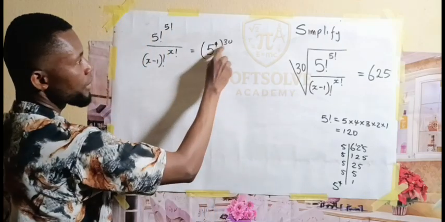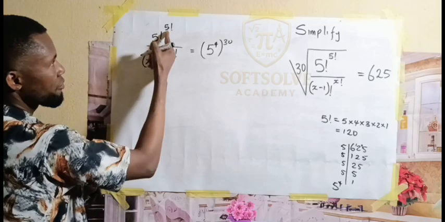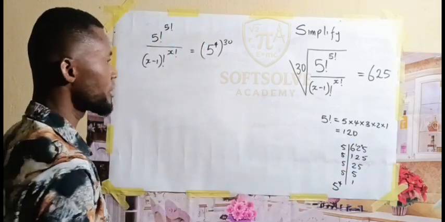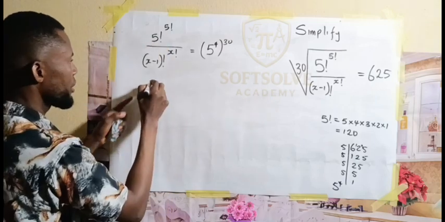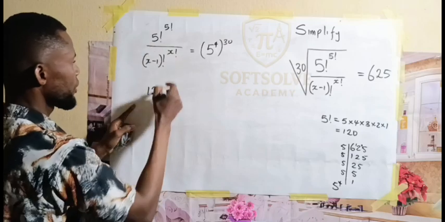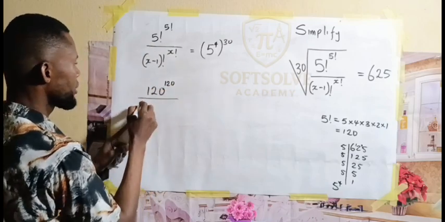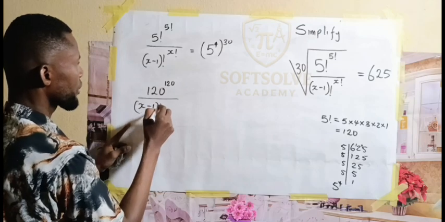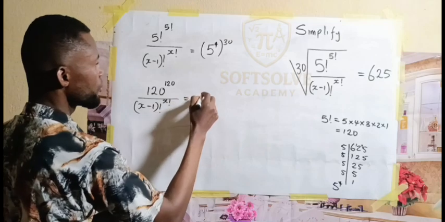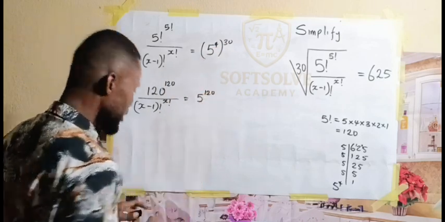When these two multiply, we have 120 there, and we have already got the value of 5 factorial to be 120. You see, step by step is getting easier. So I replace this 5 factorial with 120, and this one also 120, that's the power, over x minus 1 factorial raised to the power of x factorial, and that should be equal to 5 to the power of 4 times 30, which is 120 again.